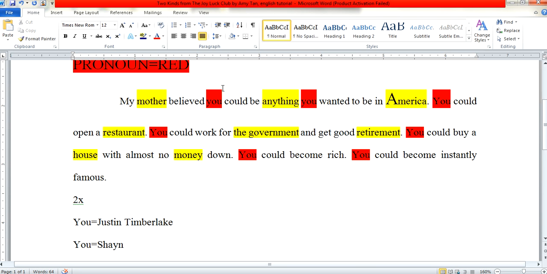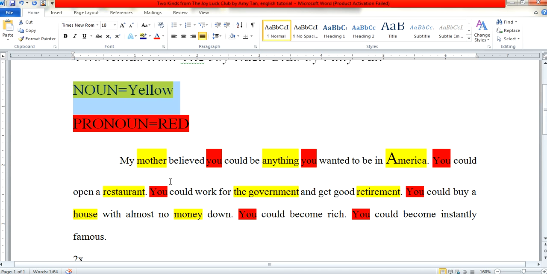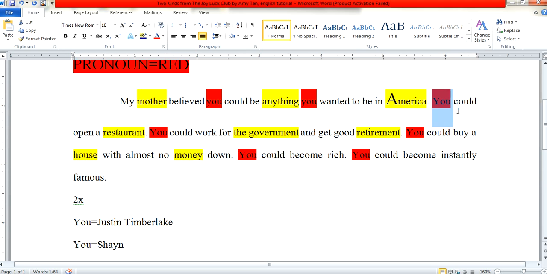So let's look at the nouns. So we have the second sentence, you could open a restaurant, and this noun.